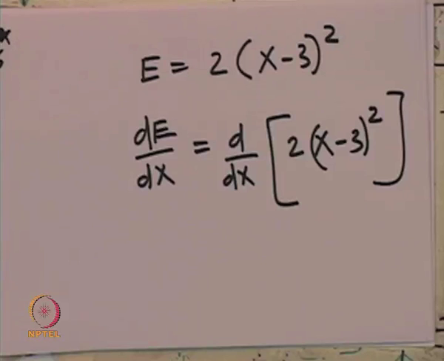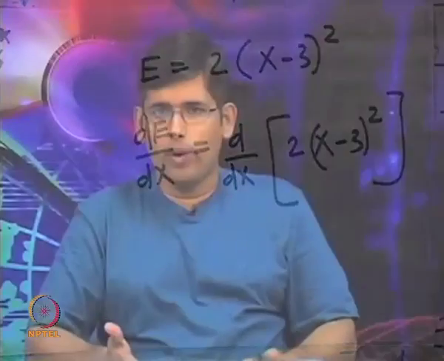Now, this is slightly more complicated than what we learned last time. We just learned how to find the derivative of x square, x cube, x power n, but this is x minus something whole square. So, how do we find the derivative of such a thing? The simplest idea to take the derivative of such a thing is that if we do not know this particular form, we make it into a form that we know.